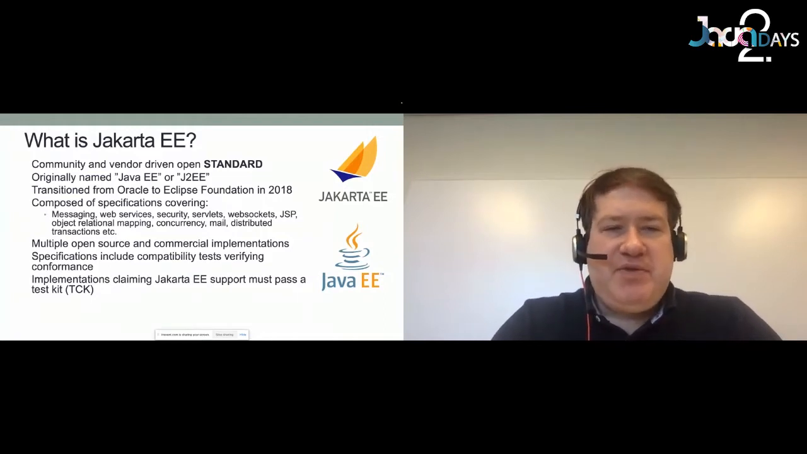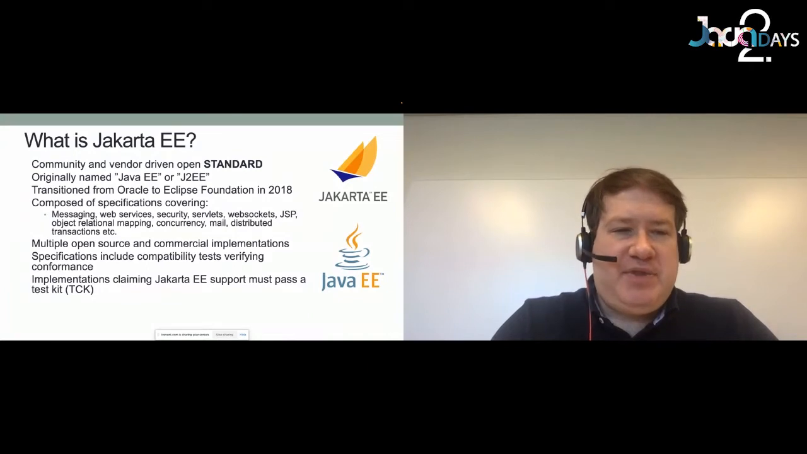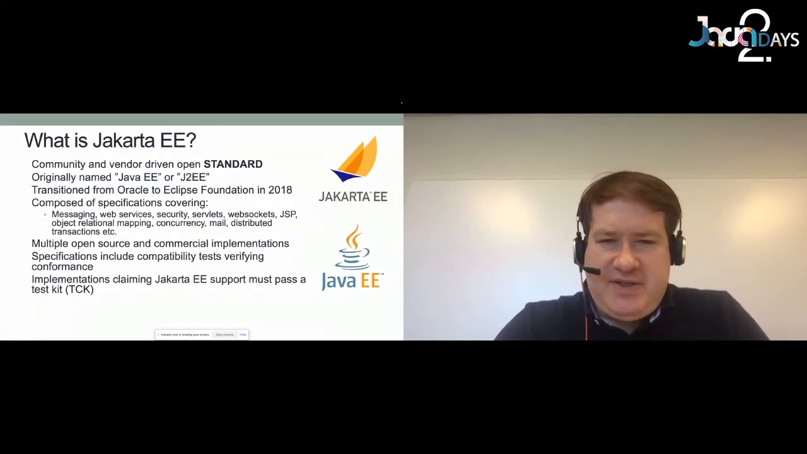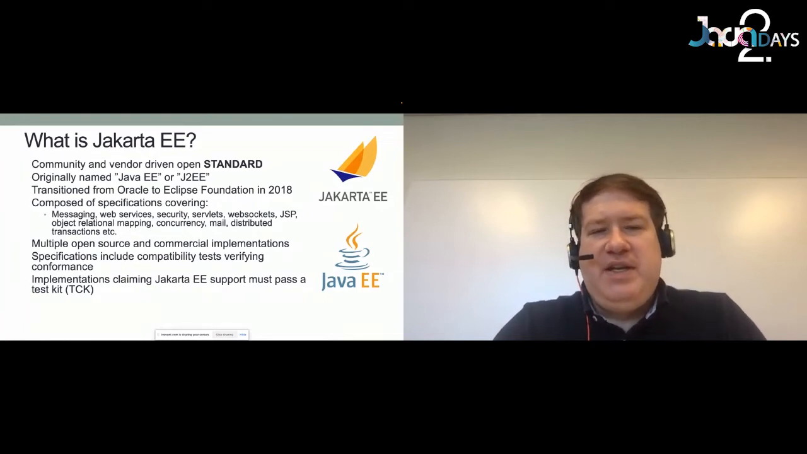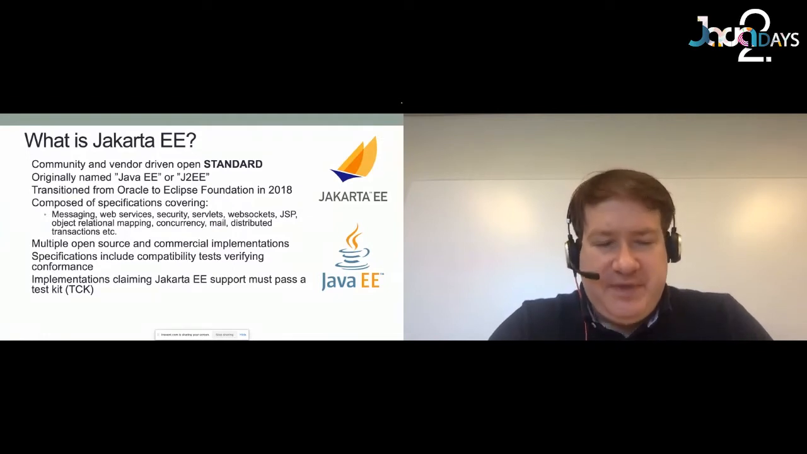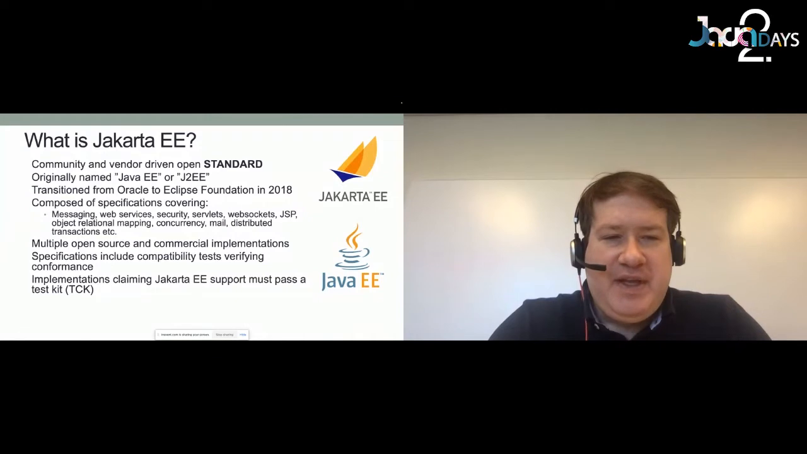It is composed of numerous specifications, including JMS messaging, web services, security specifications, servlets, WebSockets, JSP pages, JPA for object relational mapping. So it's a huge set of specifications that cover many different aspects of enterprise development. There are multiple open source and commercial implementations to choose from that have been around for a number of years right now. And there are even new ones that have come out within the last couple of years.